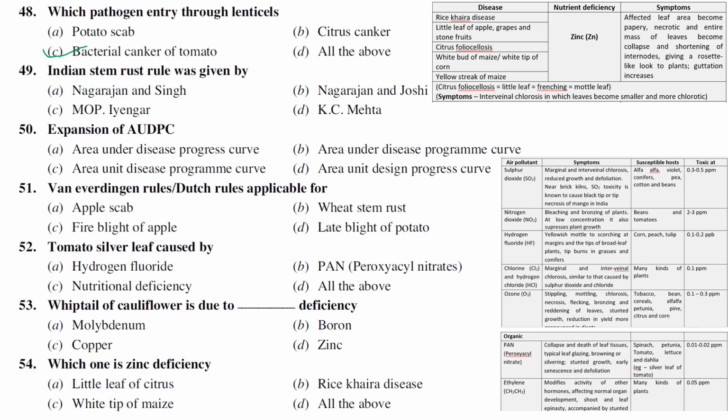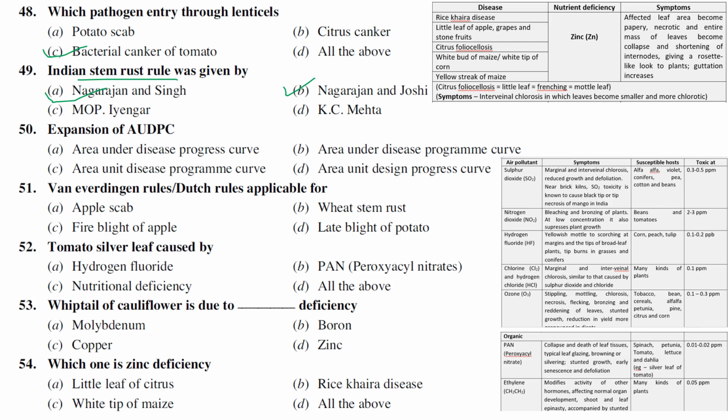Next one is Indian stem rust rules was given by. There are two things related to wheat stem rust: Indian stem rust rules and Puccinia pathway. Indian stem rust rules was given by Nagarajan and Singh in 1975, whereas Puccinia pathway was given by Nagarajan and Joshi in 1980.